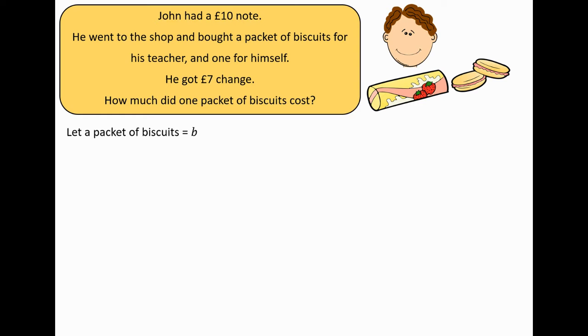You have to say let a packet of biscuits be B. Okay, because again, I don't know what the packet of biscuits costs, so I need to define the variable. So I would say let a packet of biscuits be represented as B. So therefore, if he bought 2 packets of biscuits, it would be 2 times B, which is 2B, plus 7 is equal to 10. Okay?